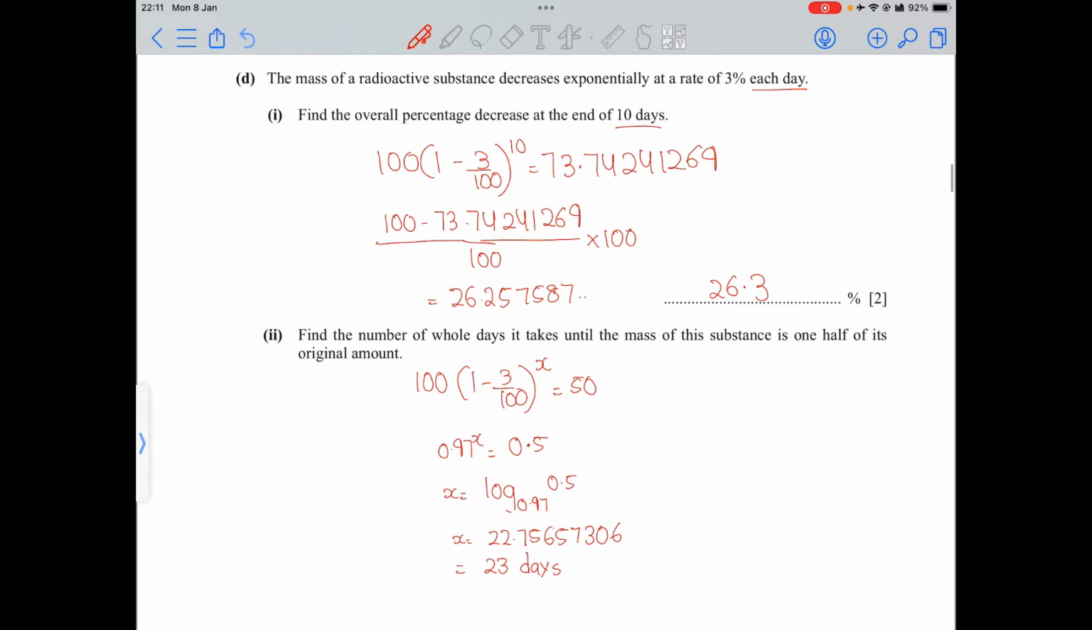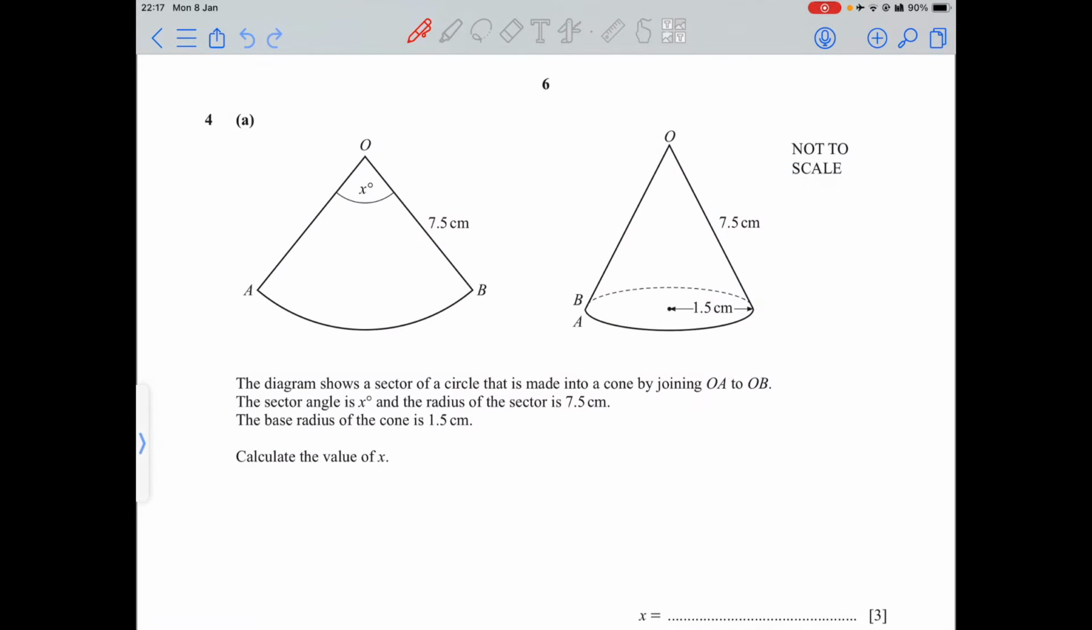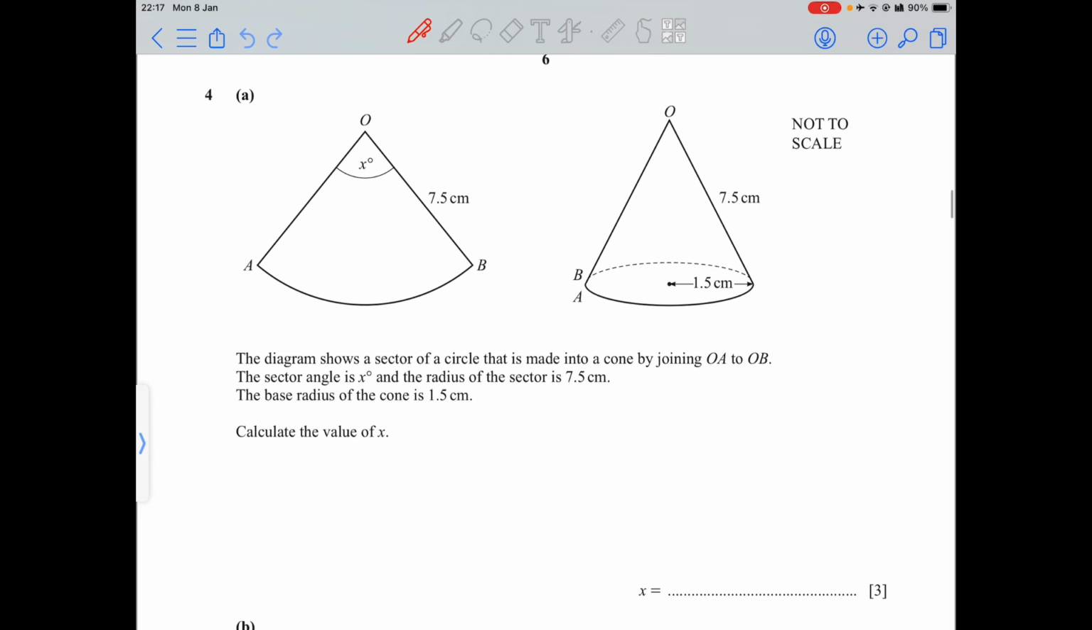Alright, we'll continue with the next question now. This was the last one. Alright guys, moving on, we have question number 4. This question says the diagram shows a sector of a circle that is made into a cone by joining OA to OB. The sector angle is x and the radius is 7.5 cm. The base radius of the cone is 1.5 centimeters. We have to find this angle x.